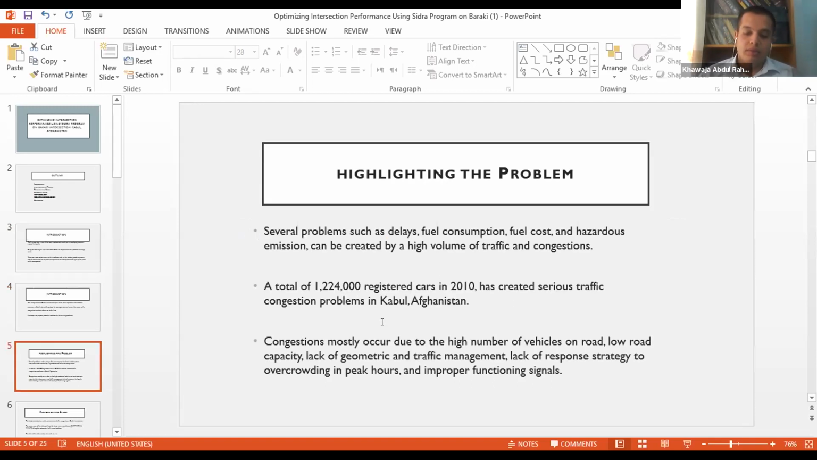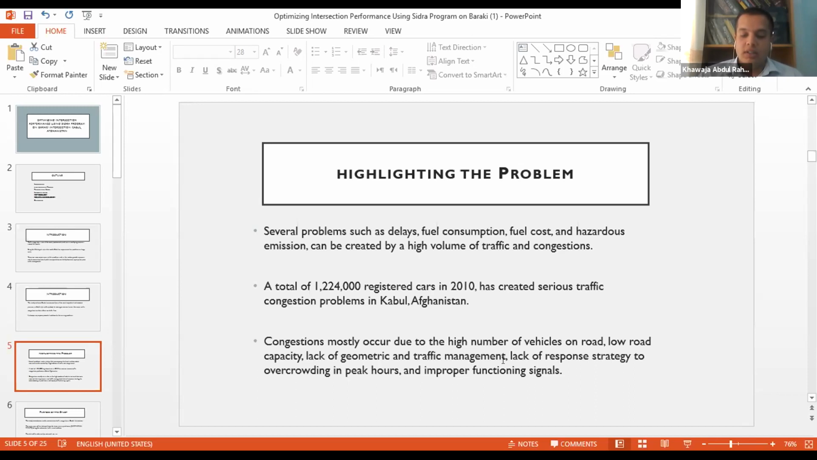And the highlight of the problem: several problems such as delays, fuel consumption, fuel cost, and hazardous emissions can be created by a high volume of traffic and congestion, with a population of over 4 million people, most of which rely on private transportation, and a total of 1,224,000 registered cars estimated for 2010 by the United Nations Regional Information Network.